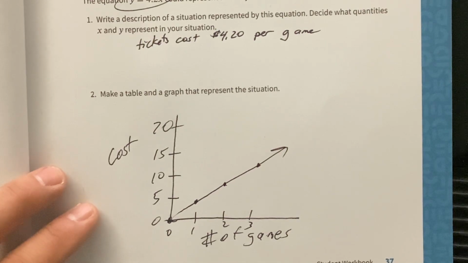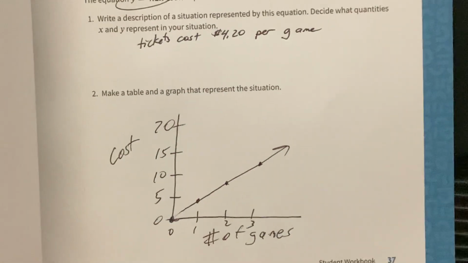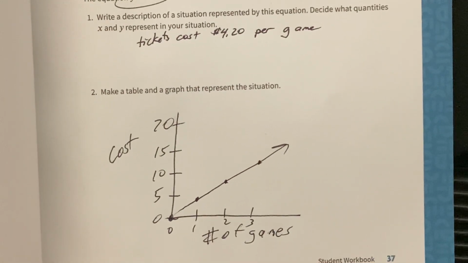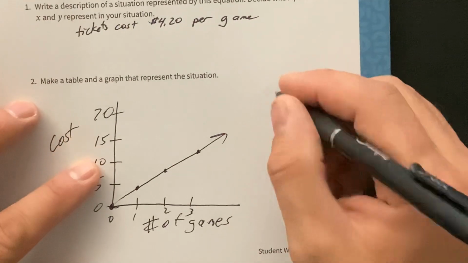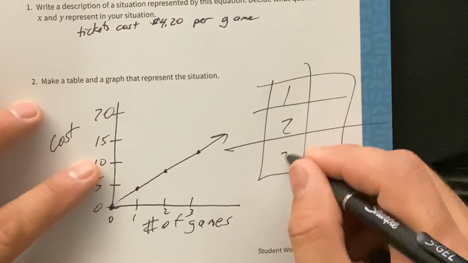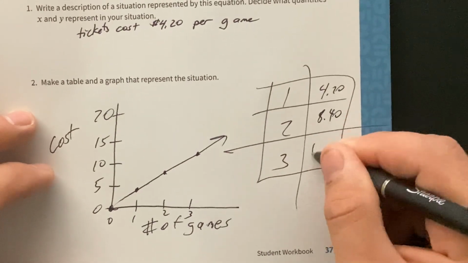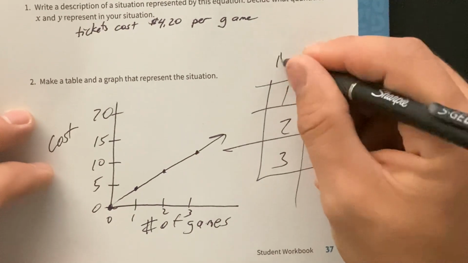You could describe whatever you wanted and just be able to make a table. Table and a graph. We only did a graph. Table. 1 game, 2 games, 3 games, 4.20, 8.40, 12.60. Number of games.